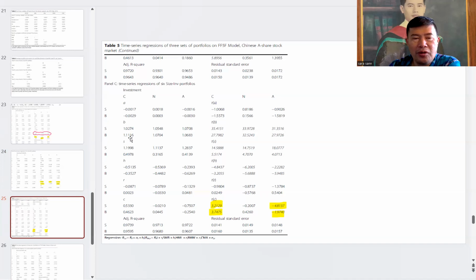1.02, 1.1, and the big size to a low return on investment, 1.1 or 111%. What does it mean? It means when the market return, market excess return or market factor increases, it makes excess return of big size to return on investment go up by 111.16%. This is the best one.